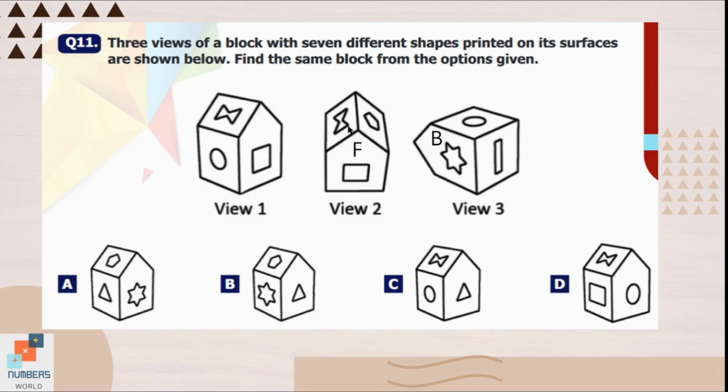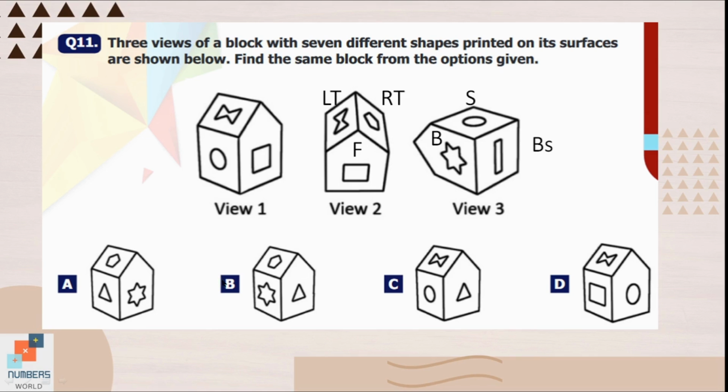Now let's move towards the top of the house. On the left side, there is an irregular hexagon over here. On the right side of the top, there is a pentagon. On one side of the house, there is a circle drawn, whereas at the base of the house, a rectangle is present. So now we are going to check all our options.